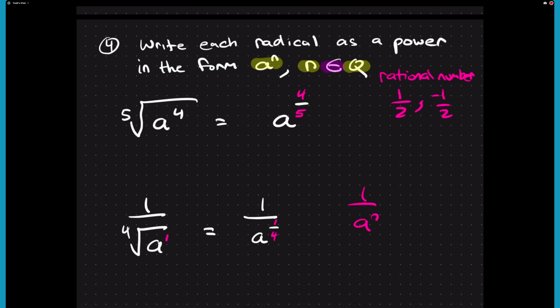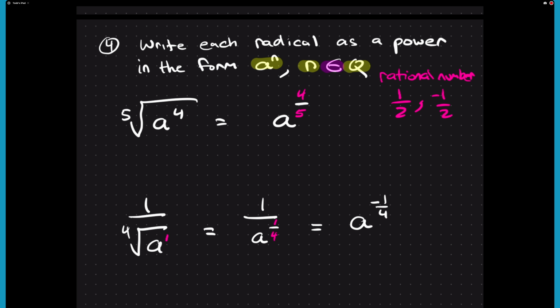It said put it in the form of a to the n. So that means we need to take this and change it into the form that they want us to put it in, which means I'm just going to go a, and I'm going to bring that up to the top, right? So that exponent that's on the bottom and is positive is now going to become negative. So the answer is a raised to the power of negative 1 over 4.